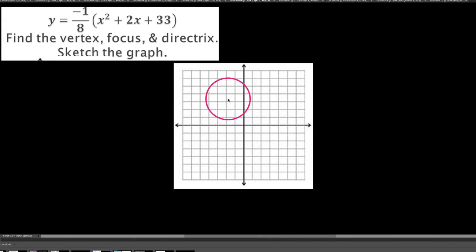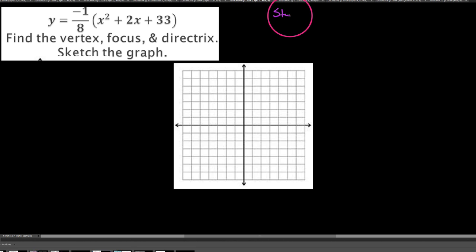Okay, YouTube, this is another example video of finding the vertex, focus, and directrix of some parabola given its equation here, and then sketching its graph. And so we're going to start with the fact that what we have here is an equation of a parabola. We have a squared x but not a squared y, but it's not in standard form.